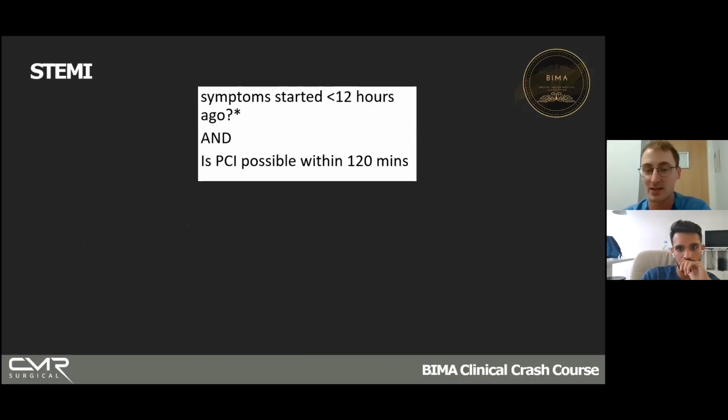Aspirin is the first treatment, yes, for unstable angina and NSTEMI. It's all the same in ACS, no matter what it is.